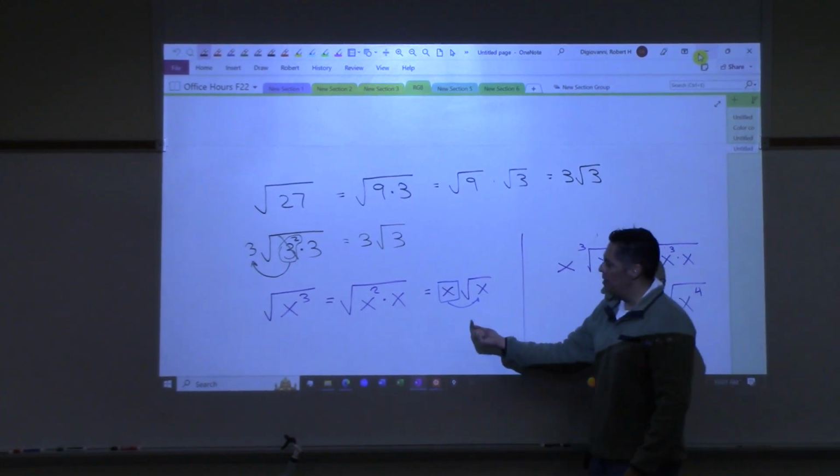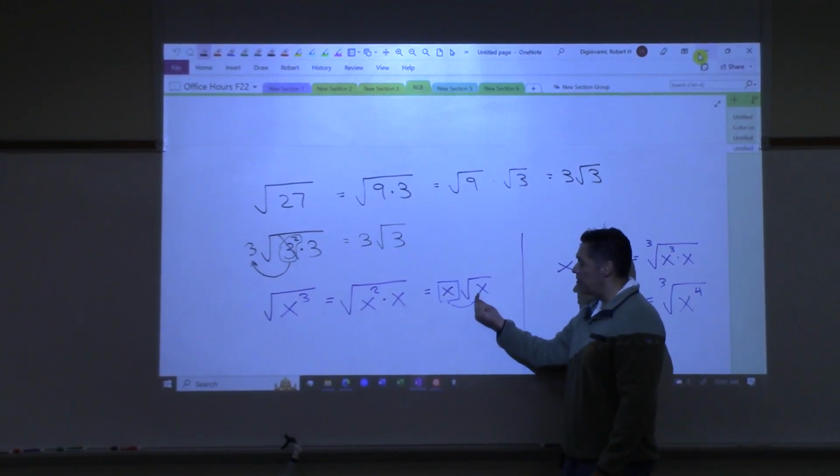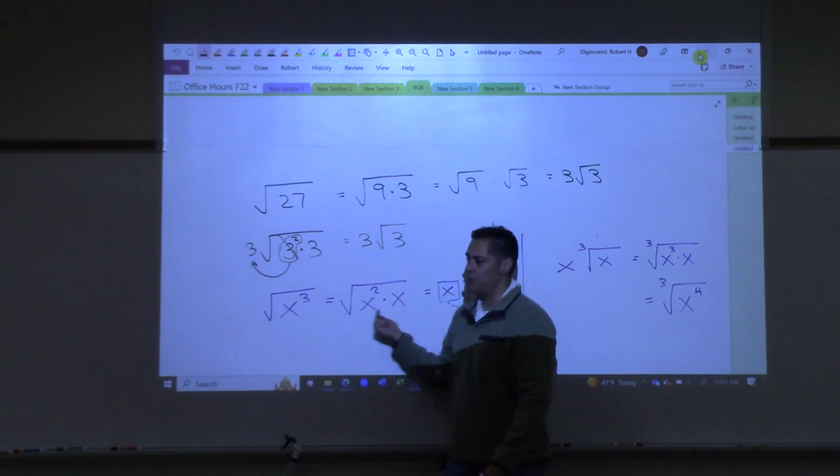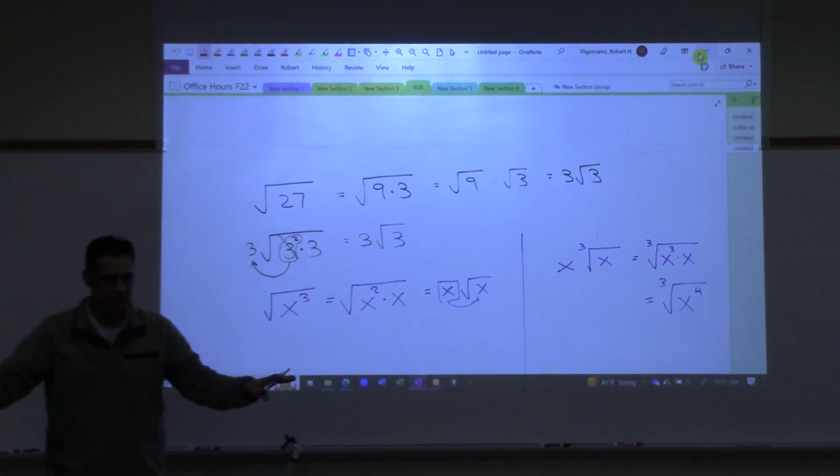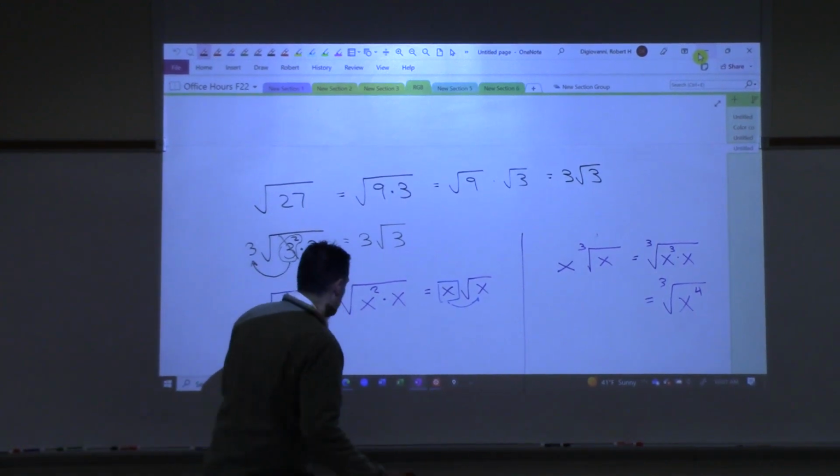Over here, if I want you to push this in, it becomes x squared times x, which becomes the square root of x cubed. Okay, we good? All right, let's do a problem now. Let's do the limit problem now.